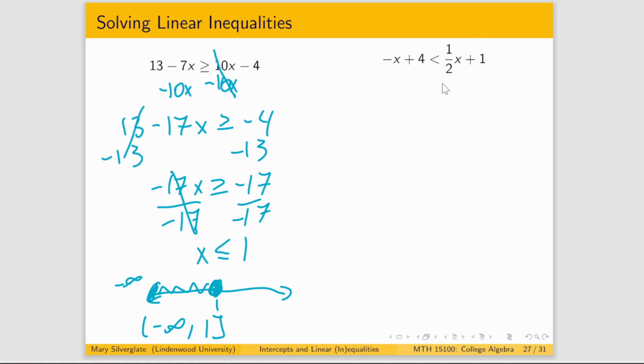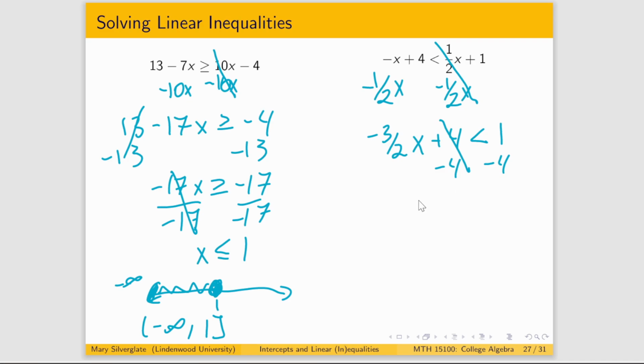All right, welcome back. Let's go ahead and solve this inequality together. The first thing we want to do is move all x's to one side. So I'm going to subtract 1/2 x from both sides. 1/2 x minus 1/2 x makes 0. -x minus 1/2 x gives me -3/2 x, plus 4 is less than 1. Then we want to undo any addition or subtraction, so I'm going to subtract 4 from both sides. 4 minus 4 makes 0. I'm left with -3/2 x is less than -3.